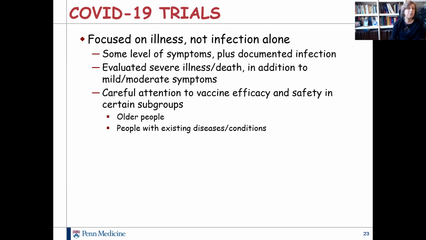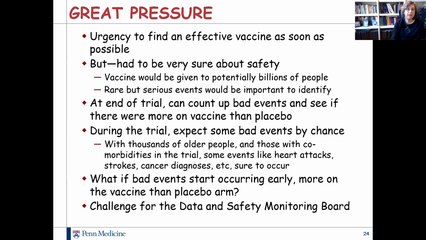It's important to remember that these trials focused on illness, not infection alone. So an outcome in these trials was some level of symptoms plus documented infection. They also looked separately at severe illness and death, in addition to the mild or moderate symptoms, and with special attention in subgroups of older people and people with pre-existing conditions that might make them more susceptible to bad outcomes.